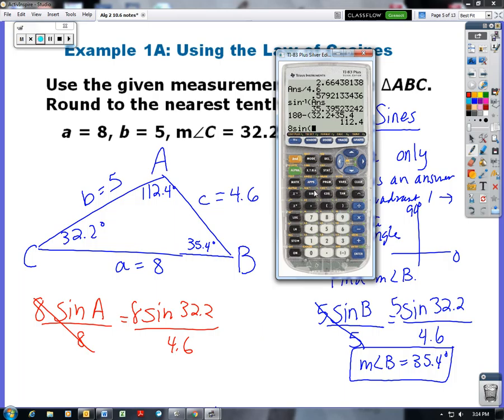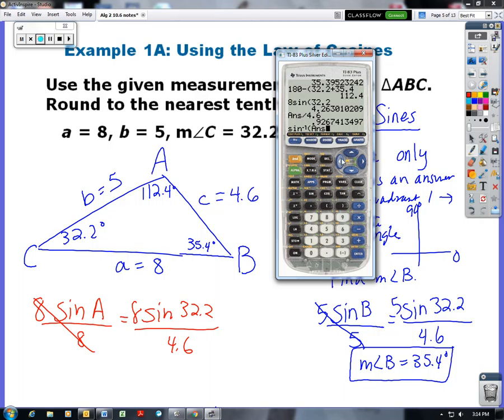8 sine 32.2, enter, divided by 4.6, enter. And then I have to do inverse sine of that. So this is a positive number here. When I do inverse sine, I'm going to get an angle in the first quadrant, since this is positive. Second sine, second answer.